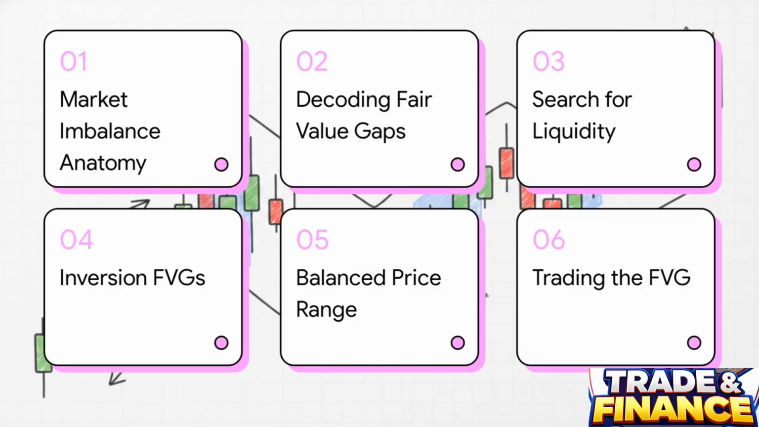Here's our roadmap for today. First, the anatomy of market imbalance. Second, decoding fair value gaps. Third, the search for liquidity. Fourth, inversion fair value gaps. Fifth, the balanced price range. And finally, number 6, trading the FVG.